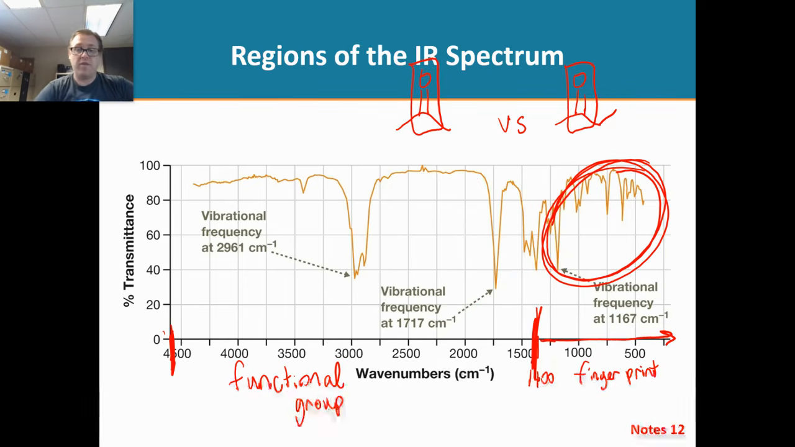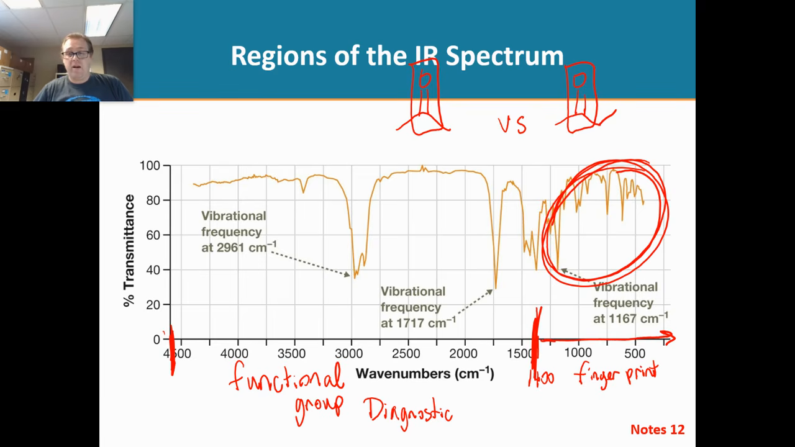Another name for this functional group region is called a diagnostic region. I use those two terms interchangeably. If I say, let's look at the diagnostic region versus the functional group region of the IR, you know what I'm talking about. Okay.